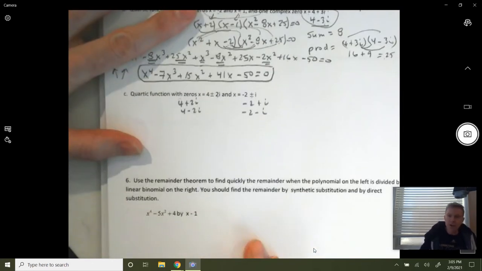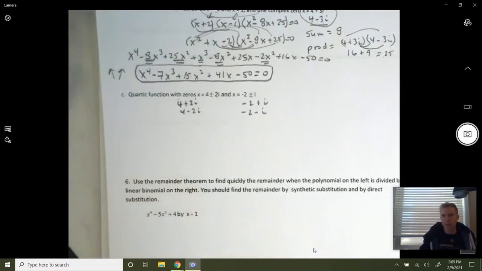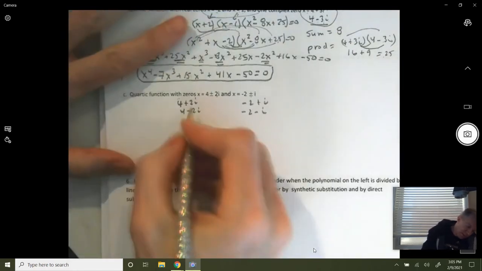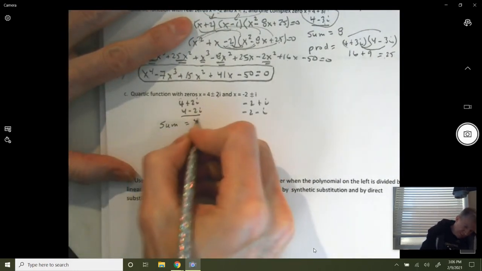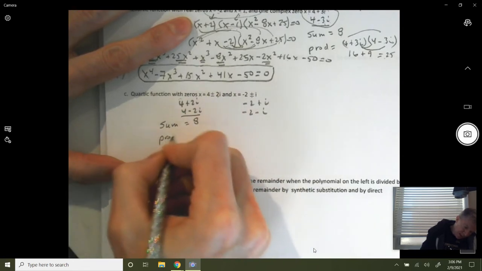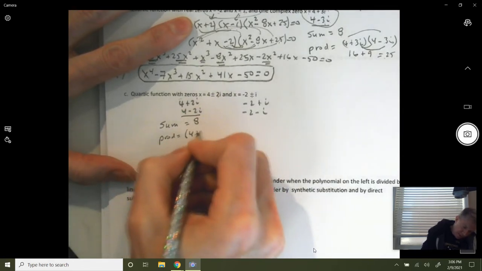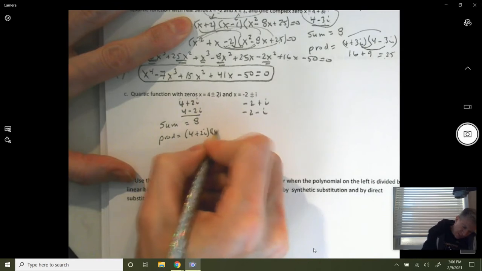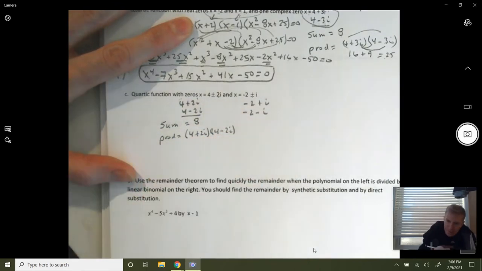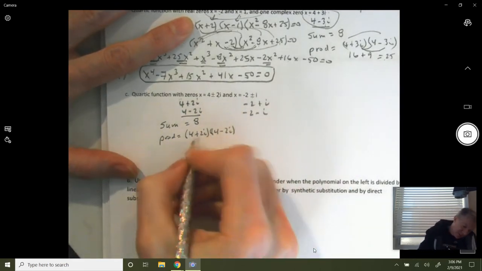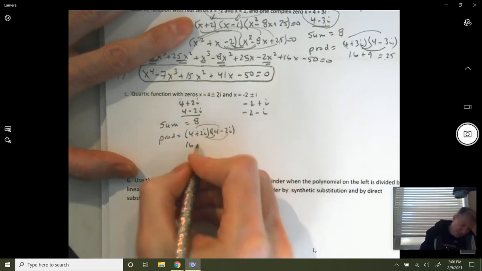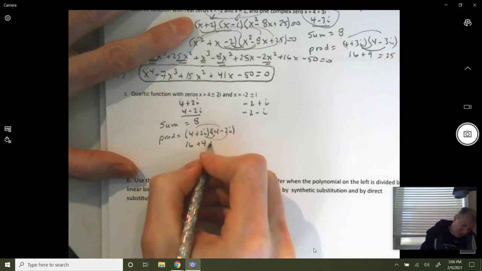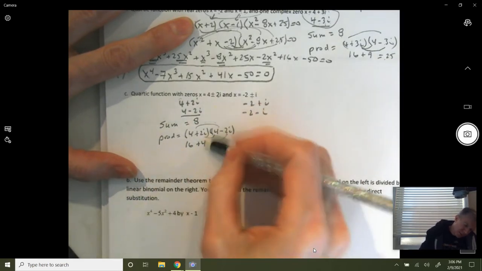Let's make two quadratics out of these, then we can multiply those together to get our quartic. Here our sum is going to be 8. The product is 4 plus 2i times 4 minus 2i. Okay, so that's going to be 16. Outers and inners cancel. Minus 4i squared, so plus 4. That equals 20.